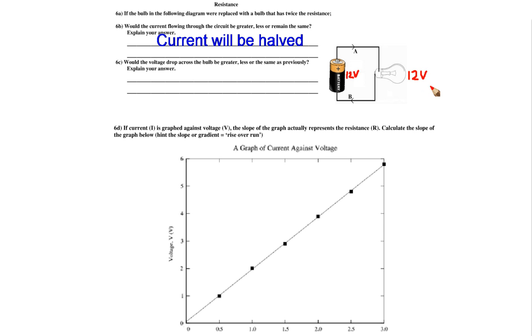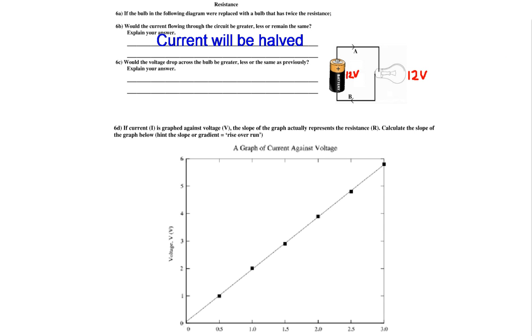So just to sum it up, increasing the voltage would increase the current, increasing the resistance will reduce the current. Both have an effect on the current, how fast the electrons are flowing, and the effect is opposite. Increasing voltage increases current, increasing resistance reduces the current.